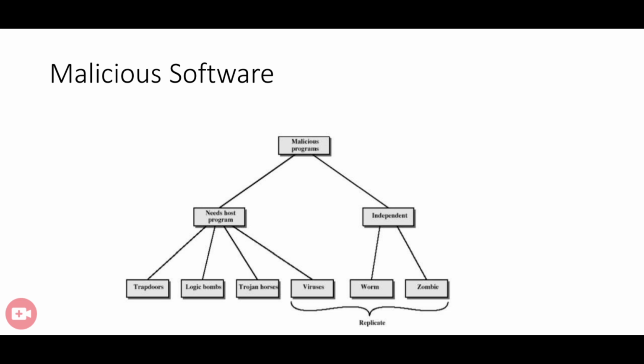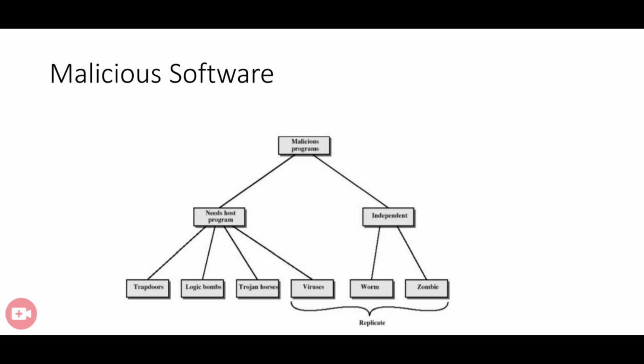But independent software, such as worms and zombies, are independent malicious software. They are active when they are independent. Viruses, worms, and zombies are replicating software. So these are the classifications of malicious software.